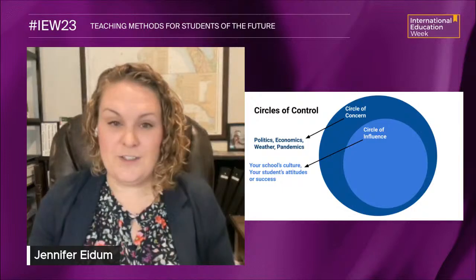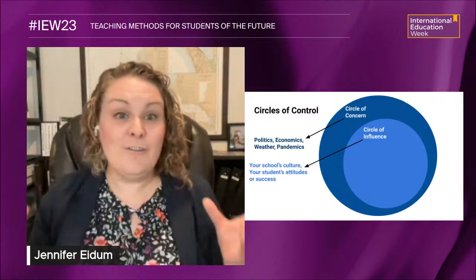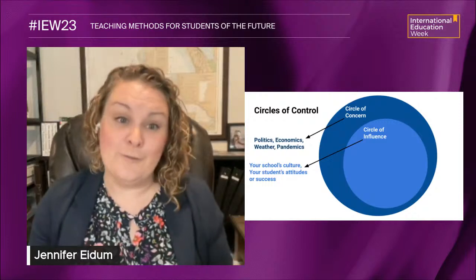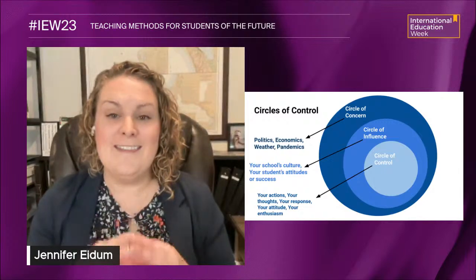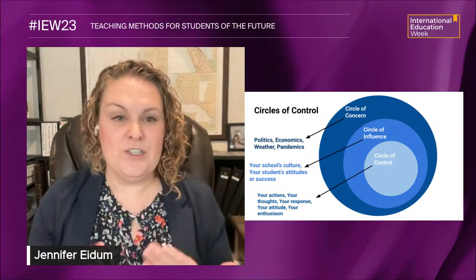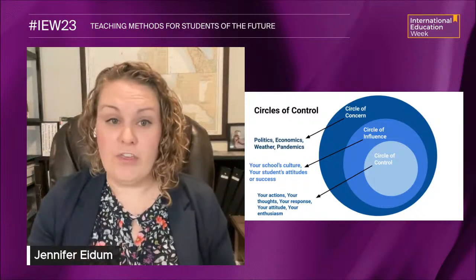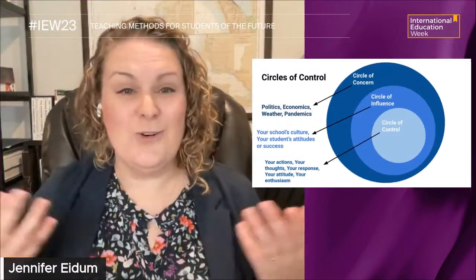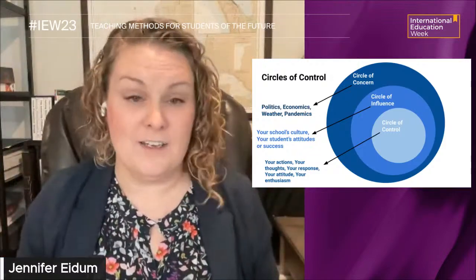Similarly, your students' attitudes or their success, you cannot make your students be joyful, love learning, or succeed. They have to do the work, but you can absolutely influence that. And the final circle is the circle of control. This is the area where you have direct action. Beyond influence, you control what happens in this circle. So this includes your actions, your thoughts, your response to other people, your attitude about things, and your enthusiasm about teaching, your enthusiasm about whatever it is in your life.